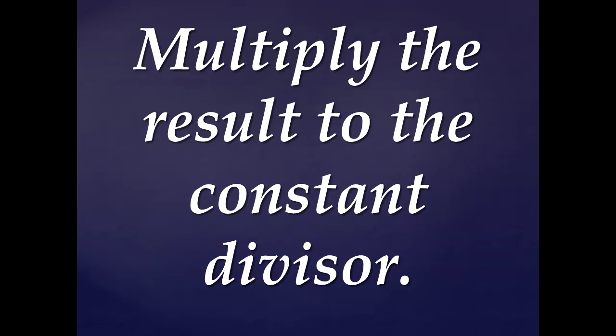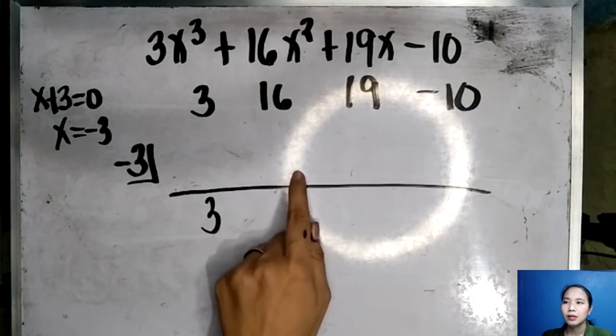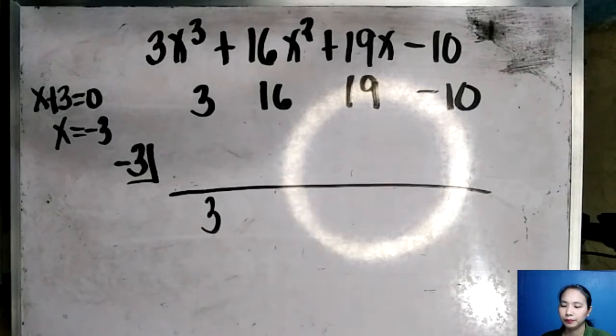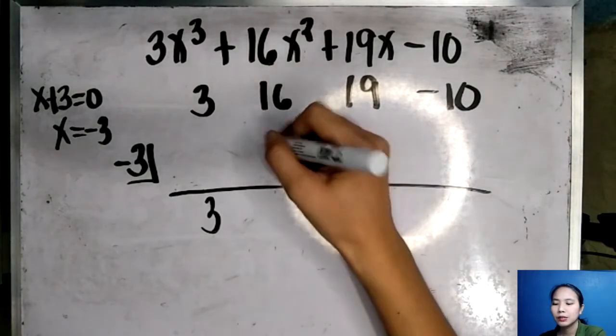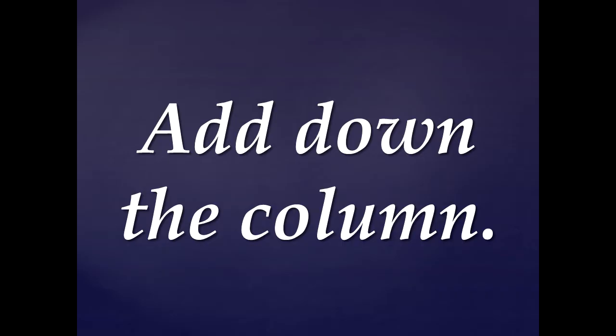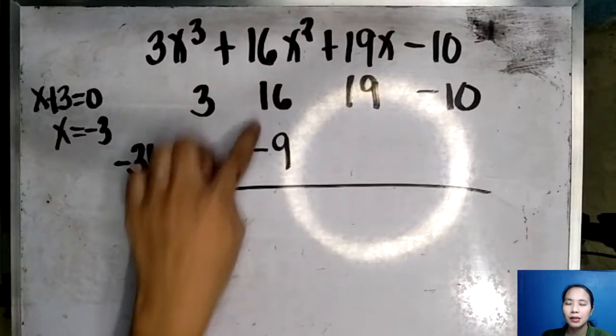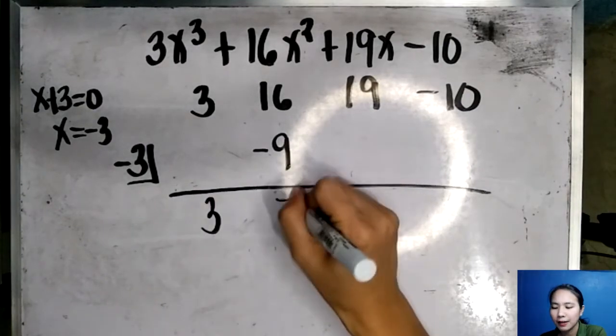The next step is multiply the result to the constant divisor and then place the result in our second column. So we have 3 times negative 3 is negative 9. And then we add the results of the second column. So 16 plus negative 9 is equal to 7.